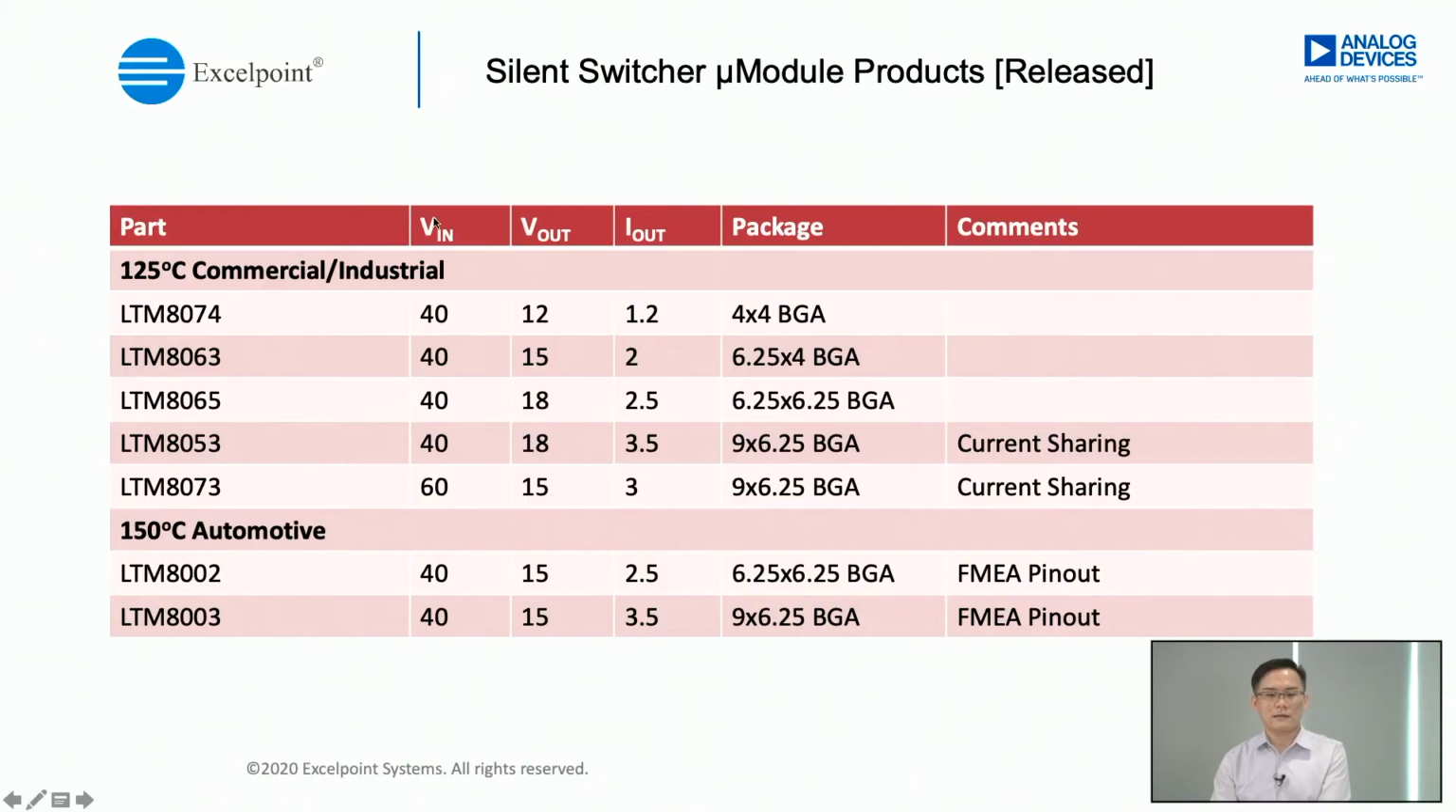And you can see that this shows some of the parts that come with this Silent Switcher technology for the µModule. The parts cover up to 125 degrees for commercial and industrial applications, and up to 150 degrees for automotive applications.